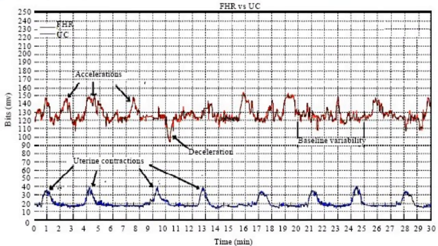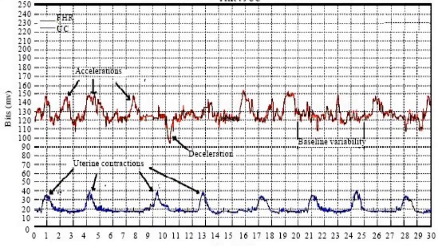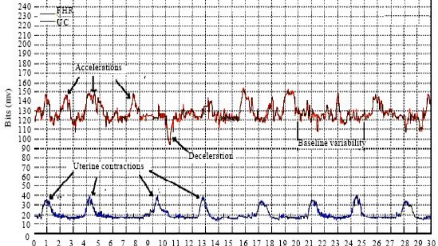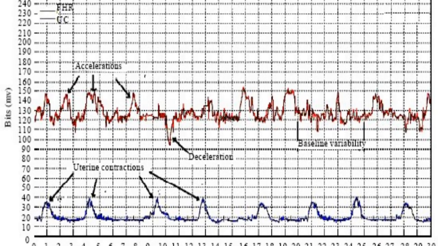Acceleration. Acceleration means an increase of the baseline heart rate of more than 15 beats for more than 15 seconds. The presence of accelerations means that the baby is healthy and is coping with labor, and the presence of acceleration is a reassuring sign. But absence of acceleration does not usually mean that the baby is unhealthy.